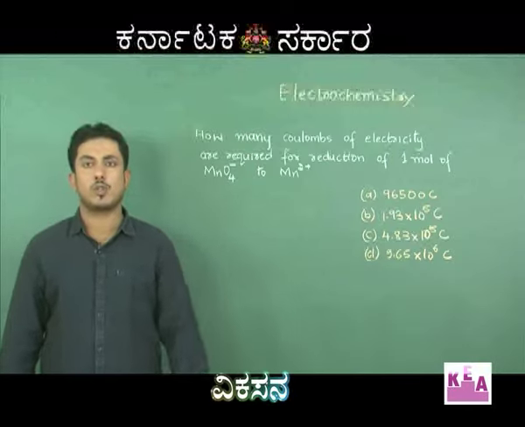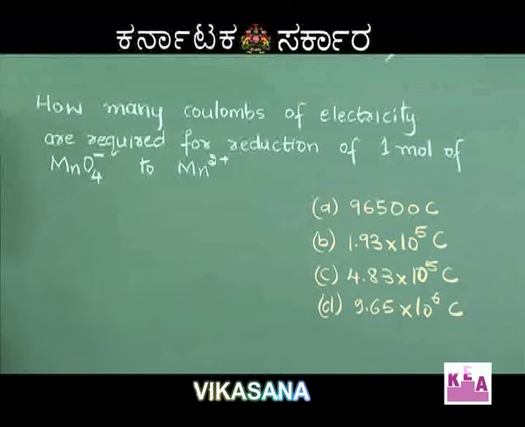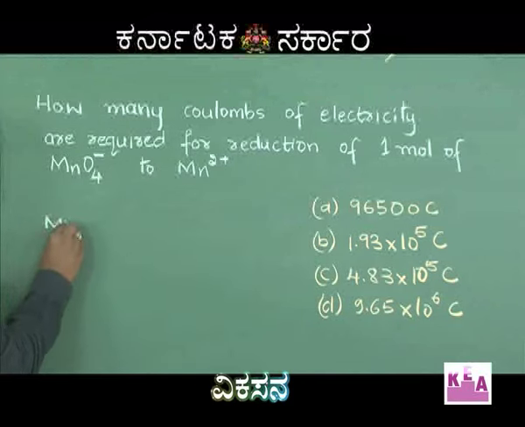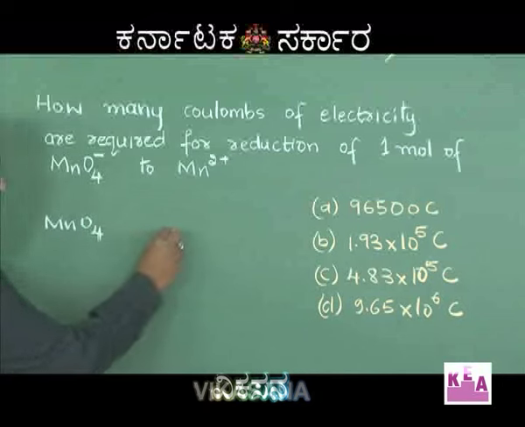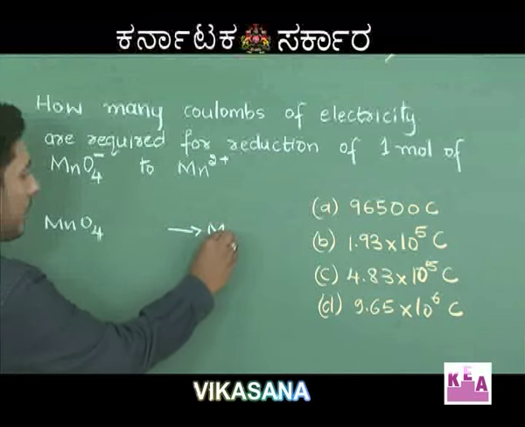Let's move on to the next question. How many coulombs of electricity are required for reduction of 1 mole of MnO4- to Mn2+? We need to convert MnO4 minus to Mn2 plus.